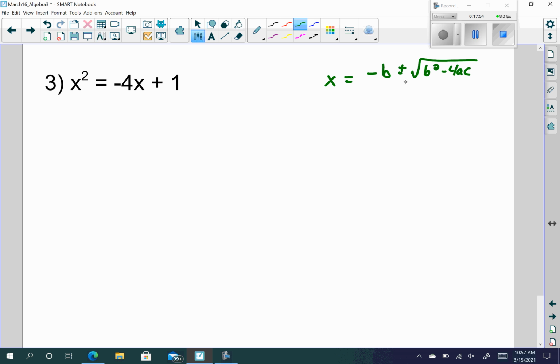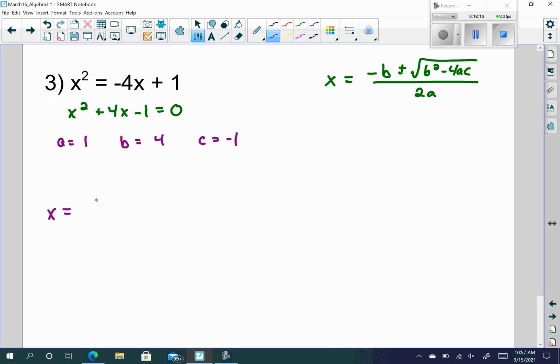Again, here's the quadratic formula. Now, just like with factoring, we want to get everything to one side. So we'll have x squared plus 4x minus 1 equals 0. This one definitely won't factor. So a is 1, b is 4, and c is negative 1.